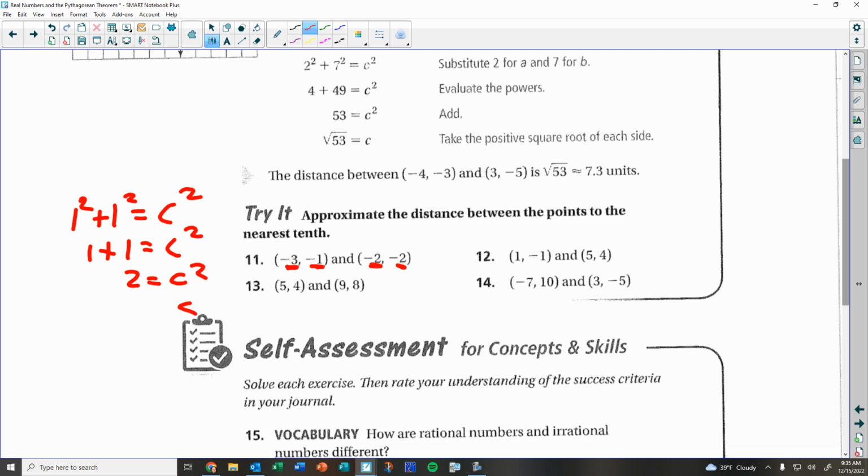So c is, how do I get to c? What do we do? Who remembers this from the Pythagorean? We square root both sides, right? So you get the square root of 2, okay? And if you want to round it to the nearest 10th, go into your calculator and take the square root of 2. So it's like 1.41, so about 1.4.